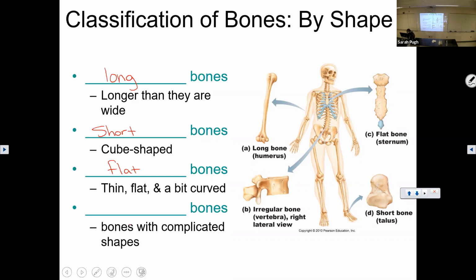And then we also have what are called irregular bones. These are bones that have complicated shapes. So like the vertebrae, that's a great irregular bone. It's not really a short bone and not a flat bone, so we call it an irregular bone.